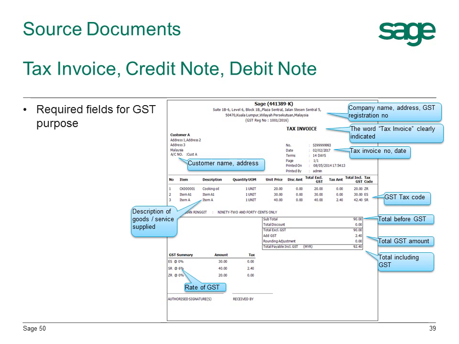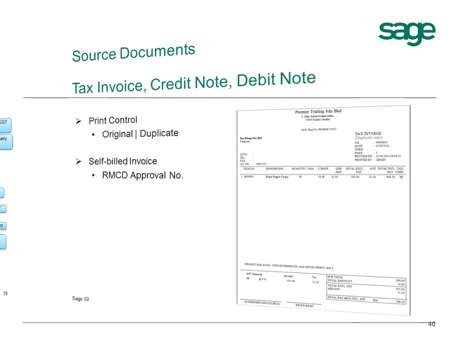There are required fields for a valid tax invoice, credit note, and debit note. Any of these fields not shown in the source document will be considered as invalid GST source documents. Issuing an invalid GST source document is considered as fraud and will lead to penalty and jail imprisonment.